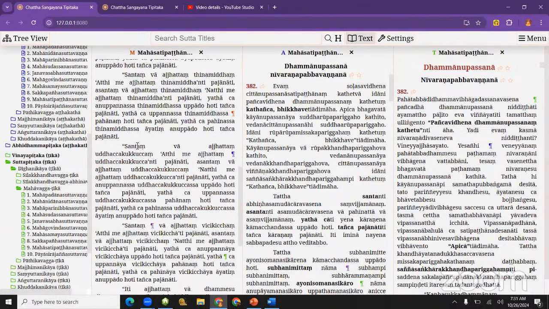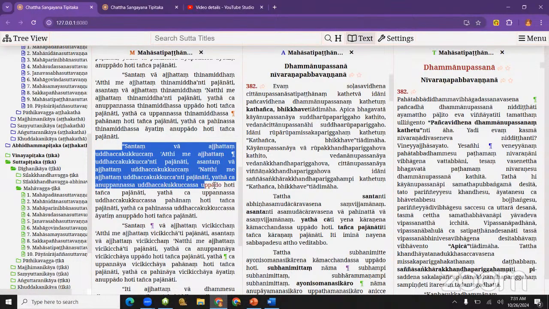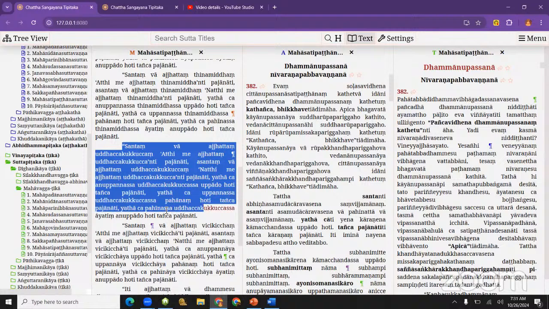Santang va ajjatang uddhacca kukkuccam attime ajjatang uddhacca kukkuccanti pajanati. Asantang va ajjatang uddhacca kukkuccam nattime ajjatang uddhacca kukkuccanti pajanati. Yathacha anuppannassa uddhacca kukkuccassa uppado hoti tancha pajanati. Yathacha uppannassa uddhacca kukkuccassa pahanam hoti tancha pajanati. Yathacha pahinassa uddhacca kukkuccassa ayating anuppado hoti tancha pajanati. What is the meaning?